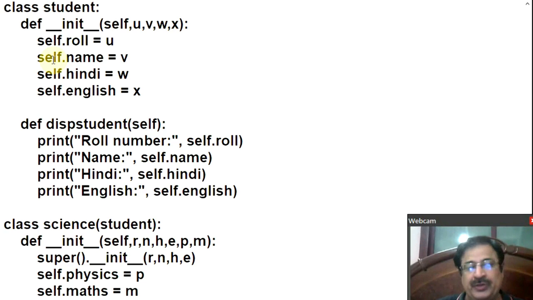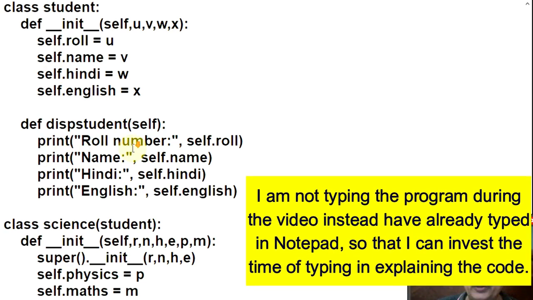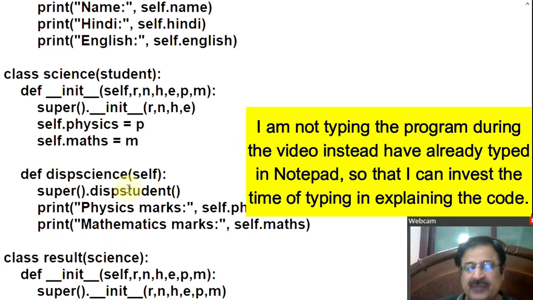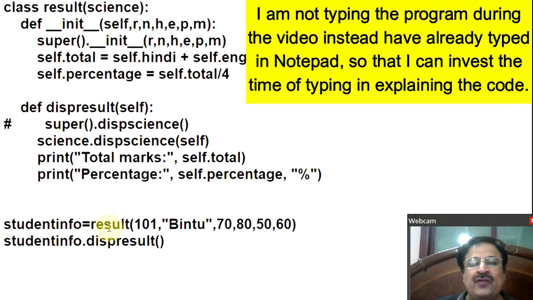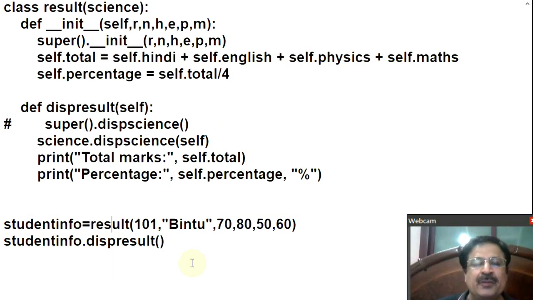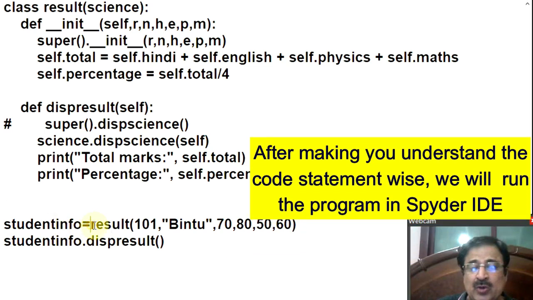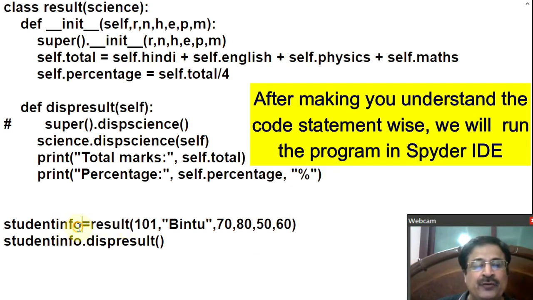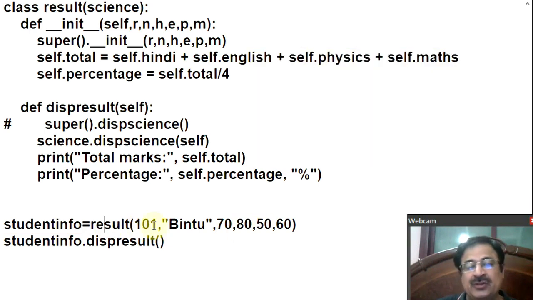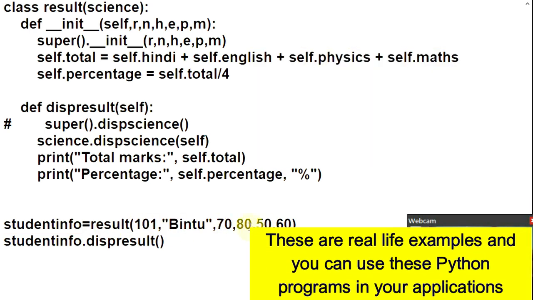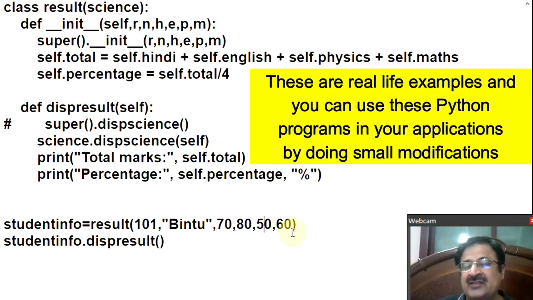See, this is the class student. It has a function disp student. Science class has a function disp science. Result class has a function disp result. And you are making the object of a result class. Let us understand the program from the main function. Here you are making an object student info of result class, and you are sending 6 parameters: roll number, name, Hindi, English marks, and physics and maths marks.